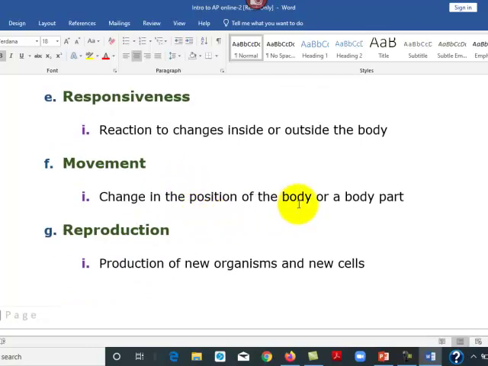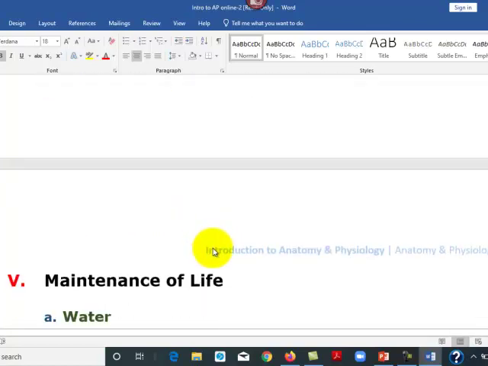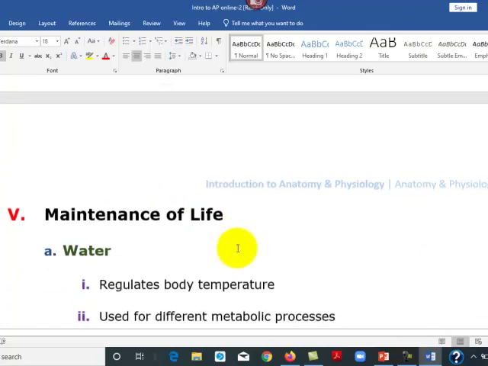Movement is a change in position of the body or a body part. Everything has to be able to move. Even little microbes have to have some method of movement. If it's not using their own means, it's using the host that they're in, using either blood flow or fluid flow. And reproduction doesn't necessarily mean offspring. It does mean production of new cells, but that's probably the most important one on the list. If there's no reproduction, you have no future generations or new cells. Cells get damaged and they have to be replaced.